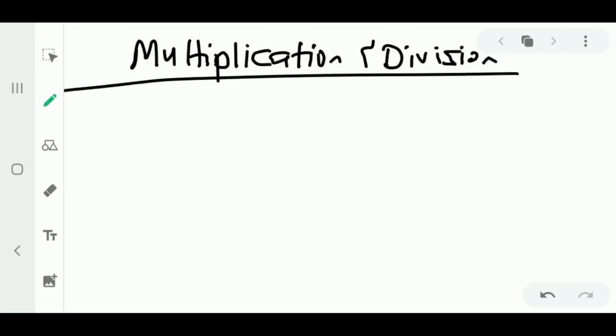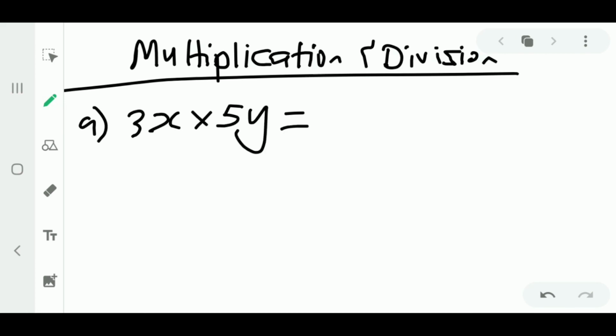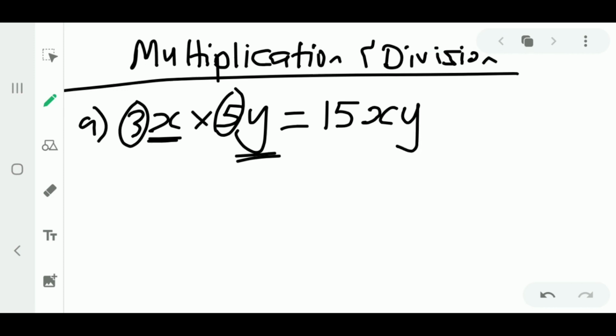So now what we're going to try is multiplication and division of algebraic terms. So let's say we're given an example, 3x times 5y. First things first, we look at the coefficients and we multiply them. So it's 3 times 5, which gives you 15. We look to see if the variables are the same. If they're not the same, depending on what the power is, we write it back. So the power here is 1, so it is x. For the y, the power is also 1, so it is y. And that is all. Let's try when powers are different.